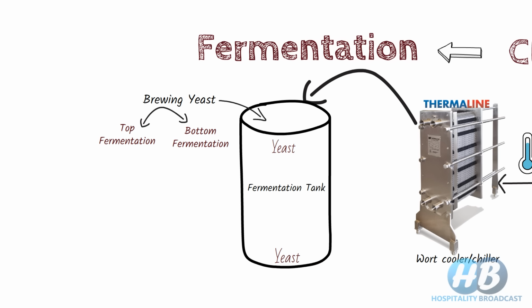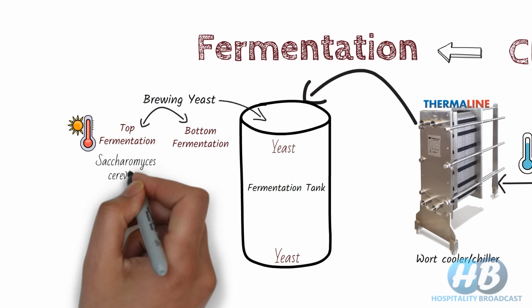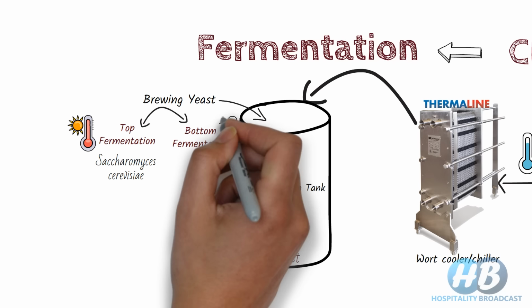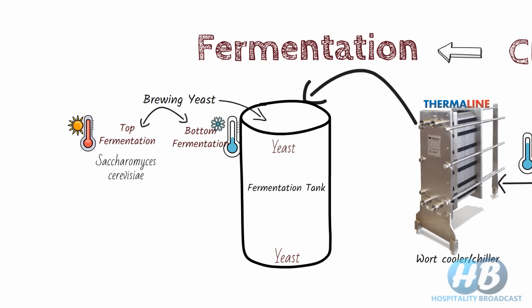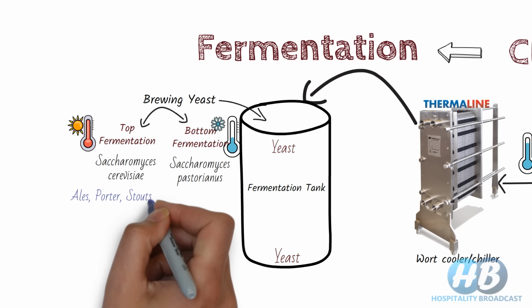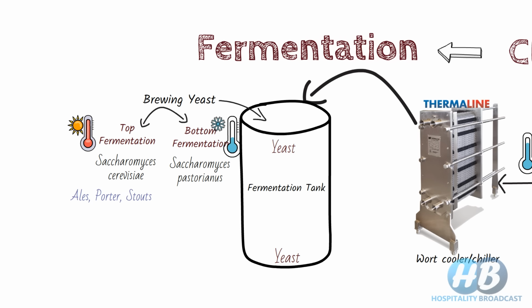Top fermentation yeast relies on warm weather, for example, Saccharomyces cerevisiae. And the opposite to this, bottom fermentation relies on cooler weather, for example, Saccharomyces pastorianus. So, when brewers want top fermented beer such as ale, porter, stouts, they pitch Saccharomyces cerevisiae. Likewise, for creating bottom fermented beer such as lager, they pitch Saccharomyces pastorianus.